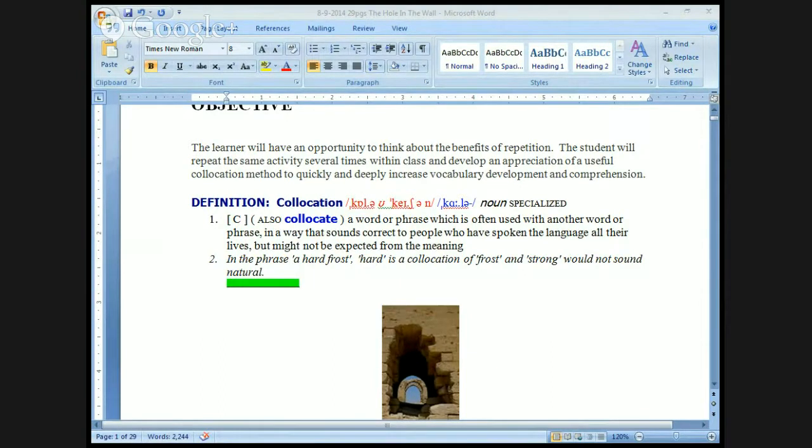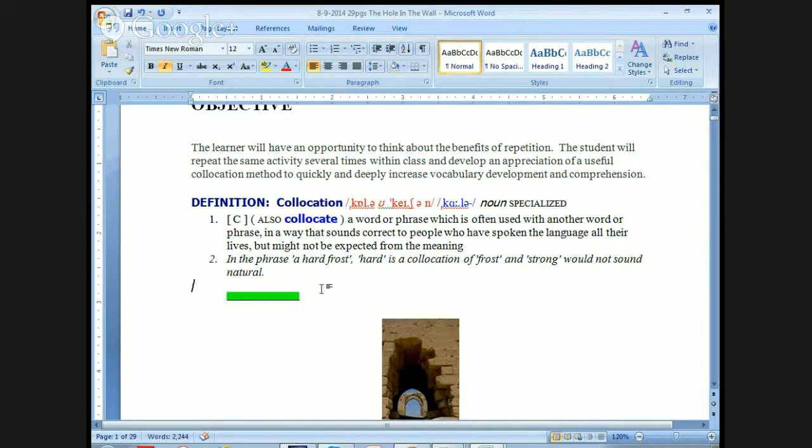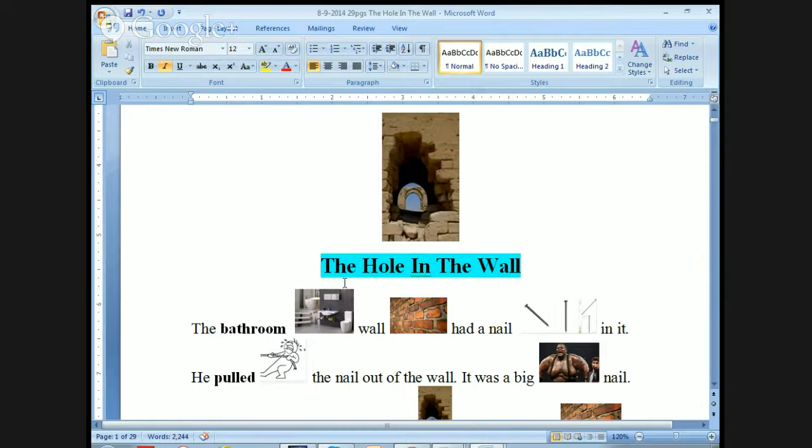So with that said, here is what a collocation is. A collocation is a word or phrase which is often used with another word or phrase in a way that sounds correct to people who have spoken the language all their lives but might not be expected from the meaning. In the phrase a hard frost, hard is a collocation of frost, and strong would not sound natural, a strong frost, but a hard frost does sound correct. And hopefully, if we get enough examples today, you will get an understanding of what that might mean.